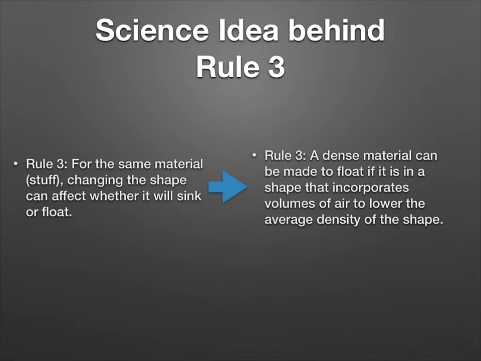The third rule is that if the material or stuff is the same, then we can affect whether it will sink or float by changing its shape. This is the idea behind the probe that you used with the students on sink or float. So we could take a dense material and make it float if we make it into a shape that builds in an interior volume of air, such as a boat or a bowl. Because what we're really doing is lowering the average density of that shape, because the volume now includes both the volume of the clay plus a volume of air.